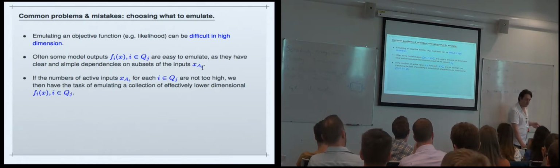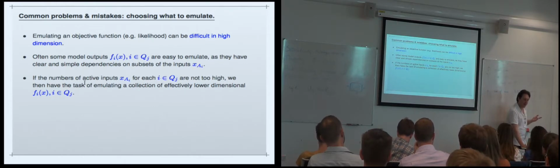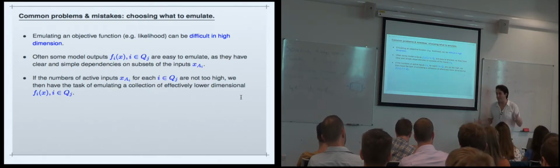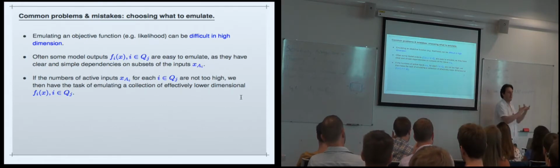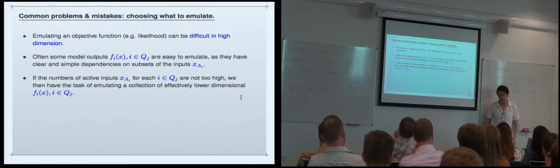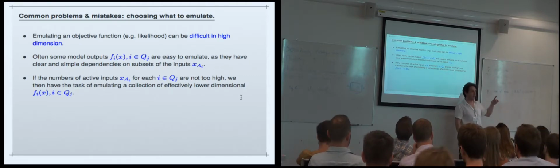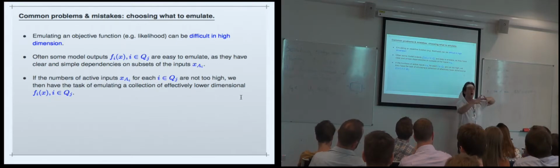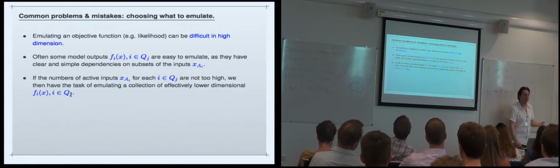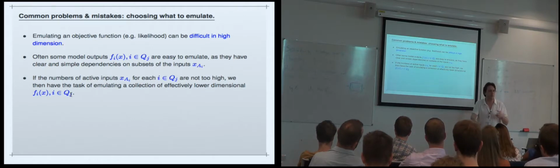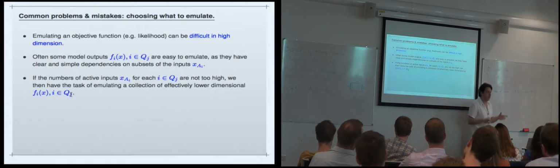Okay? So if the numbers of active inputs, x_i^A, for each of my outputs are not too high, we then have the task of emulating a collection of effectively lower dimensional outputs. If you think about it, I can wrap everything up into one and have a one-dimensional function which is truly 17-dimensional: a 17-dimensional input and a one-dimensional output, that's what a likelihood is, or a comparable objective function. Every sequential design talk we've seen this week has used one function which has wrapped up everything they care about into one. We can break this into pieces and say, actually, there are pieces that I can emulate incredibly easily. And those pieces are like 5-dimensional. This one's 8-dimensional. This one's 6-dimensional. That's far easier, like really far easier.